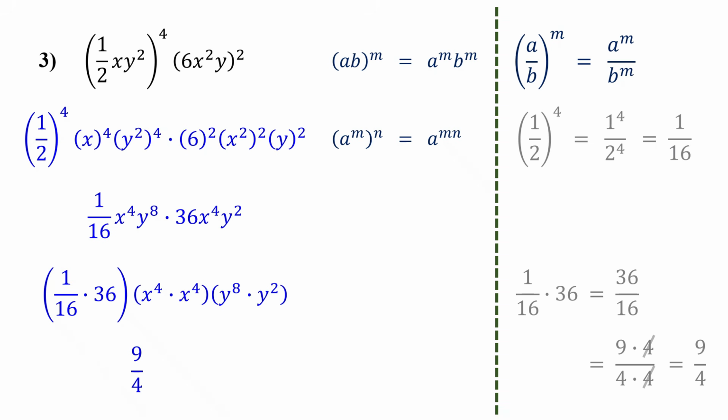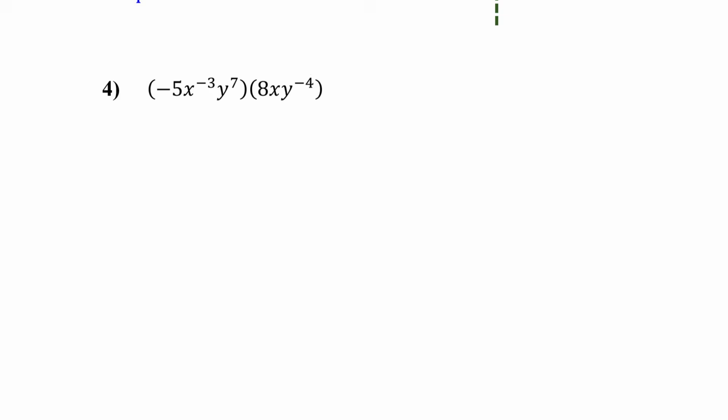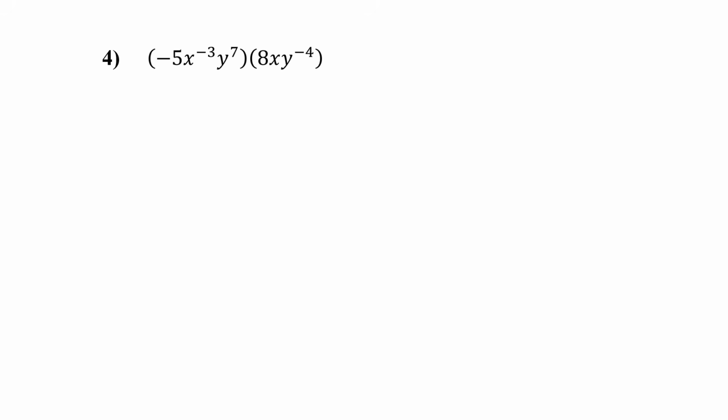Next, multiply the variables. Keep the base and add the exponents. So for x, 4 plus 4 equals 8, giving us x to the 8th. For y, 8 plus 2 equals 10, so we get y to the 10th. That is your simplified expression. Awesome. Now let's move on to the next example, which involves negative exponents.